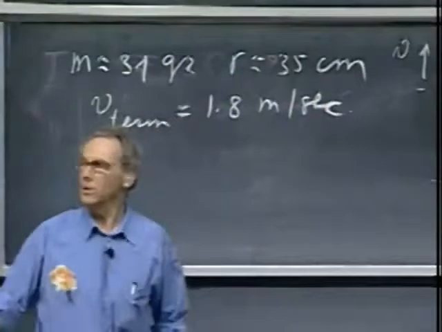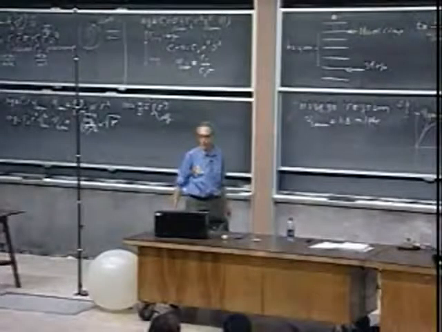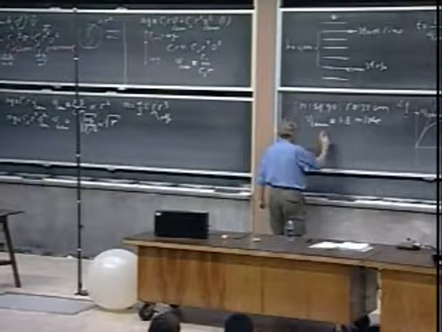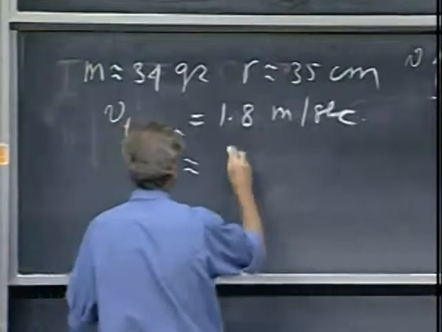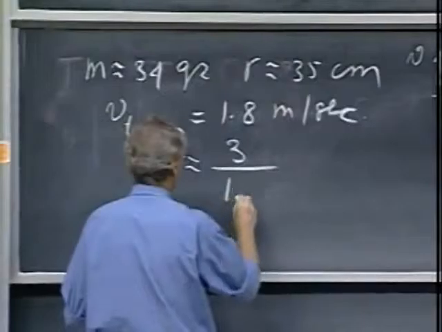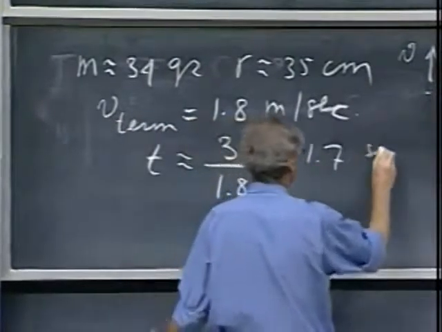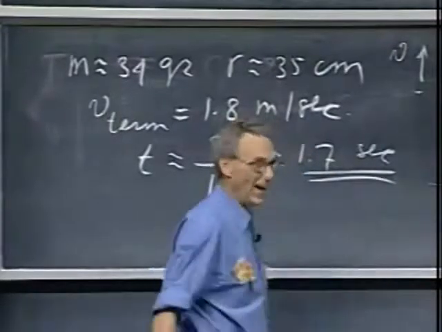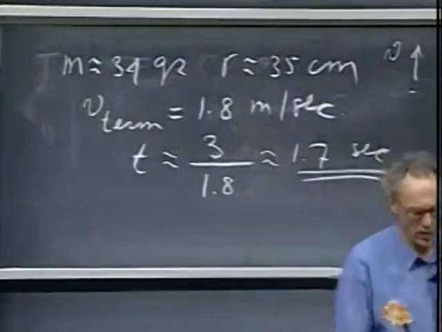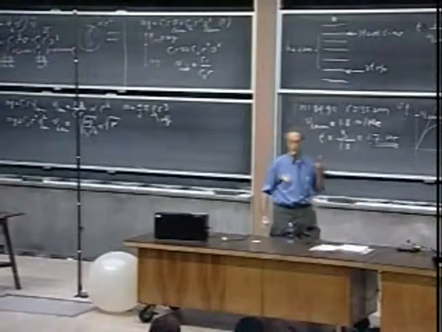So if I drop it from a height of 3 meters, which I'm going to do, then you would think that the time that it takes to hit the floor would be about my 3 meters divided by 1.8 meters per second, which is about 1.7 seconds. That's not bad. That's not a bad approximation. However, it will, of course, take longer.